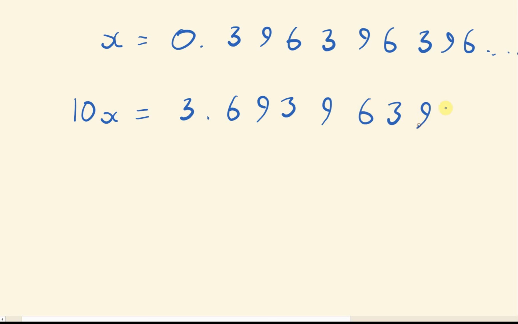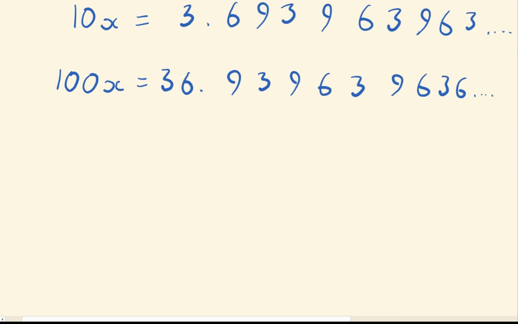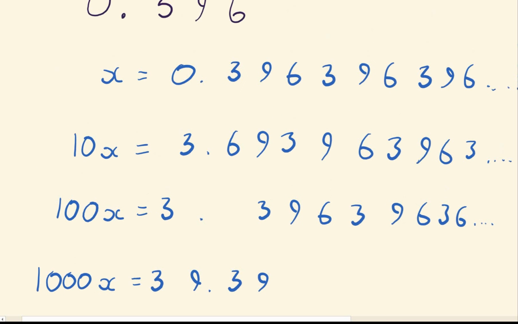And again, we can see that these aren't quite the same. So we work out 100x. That is going to be 36, and then it's 93, and then we have this. Sorry, it's kind of a pest to write down after a while. And then we have 1000x. So we now have 369 point. Sorry, not 369, that should be... Okay, let's correct these. This was 396 at the front.